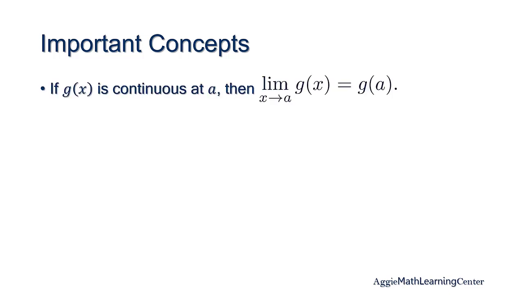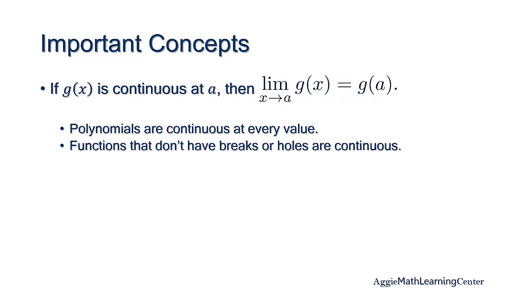If we have a function that's continuous, like g of x, then we know the limit of g of x as x approaches a, or any number, is equal to g evaluated at a, or at that number. And this is really useful because it makes limits easier to evaluate if we know a function is continuous. For example, we know all polynomials are continuous, so we can directly evaluate any polynomial to take the limit approaching a certain value, and we can extend this to any function that doesn't have a break or a hole.